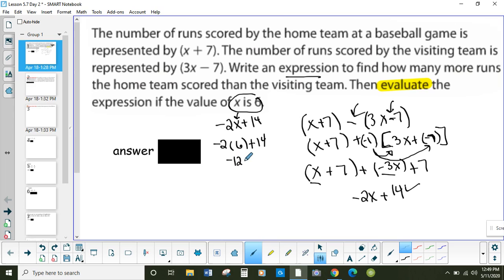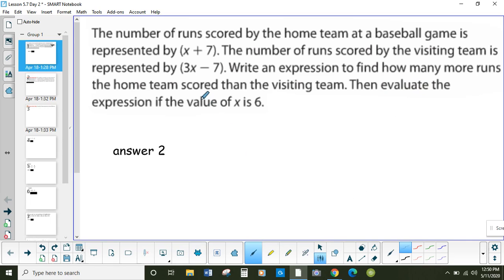Multiply before we add. And we will get a +2 there. I almost wrote negative. So the answer is 2. Now we can check this pretty easily, right? The difference in runs is 2. Home team scored 2 more than visiting team. So if x is 6, let's see if this worked.